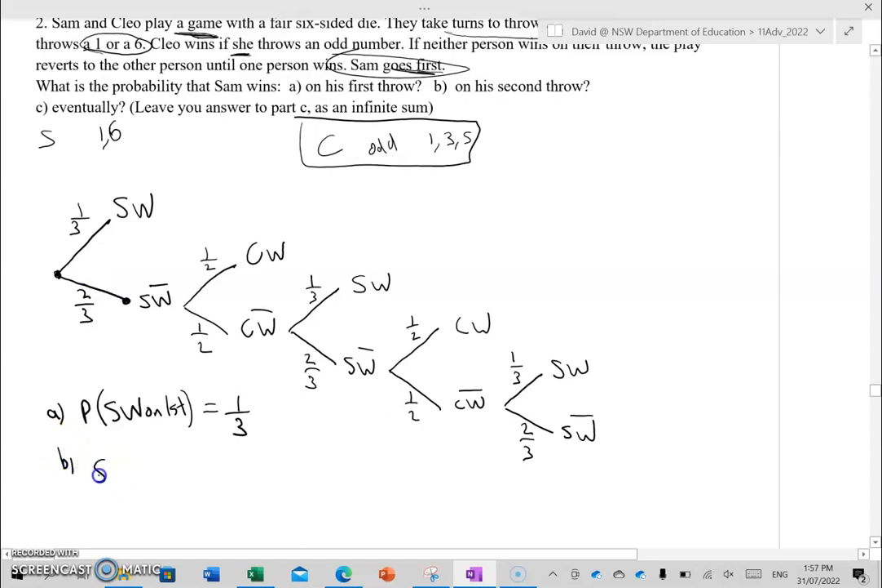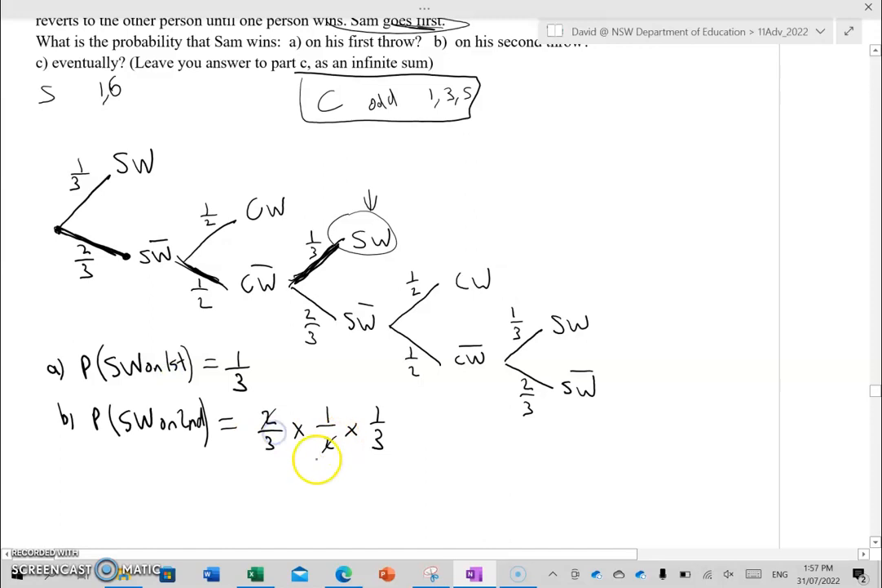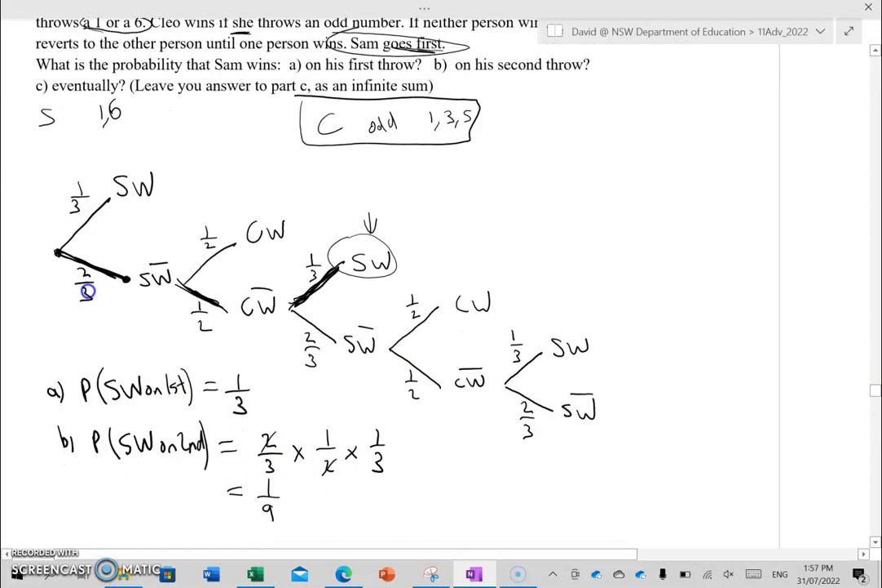B, what's the probability that Sam wins on his second throw? So for Sam to win on the second throw, we need to be here, because that's Sam's second throw. So you need to follow the path to get there and multiply as we go. So that'll be 2/3 times 1/2 times, and then Sam winning is 1/3 there. And the 2's would cancel nicely, and that's 1 out of 9. So there's a 1 out of 9 chance that Sam will win on the second.